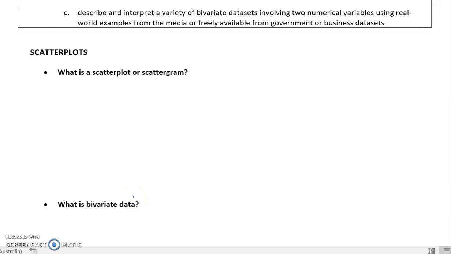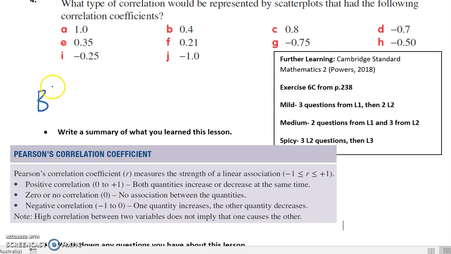So first question, what is a scatter plot? It's basically where we are plotting points comparing two variables. Basically where we have some sort of data. Bivariate just means looking at two different types of things. So we're looking at bivariate data.